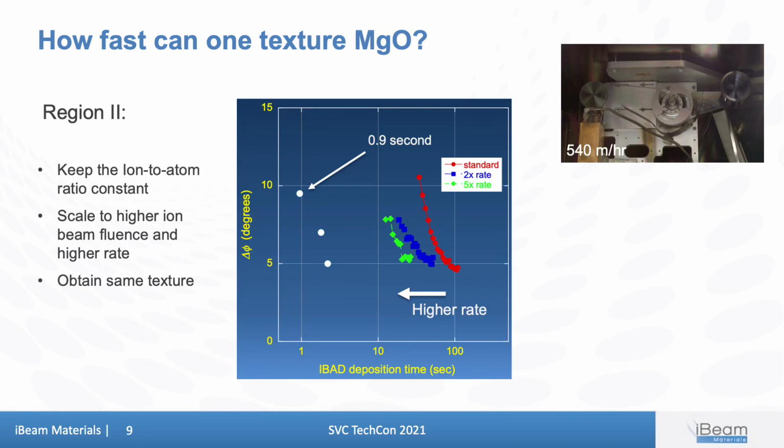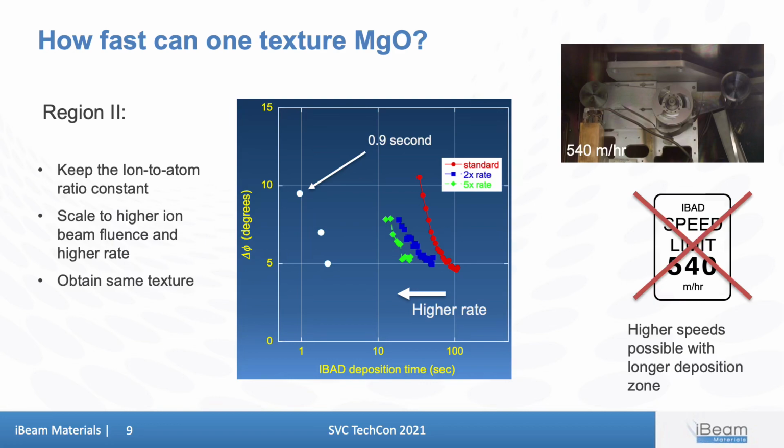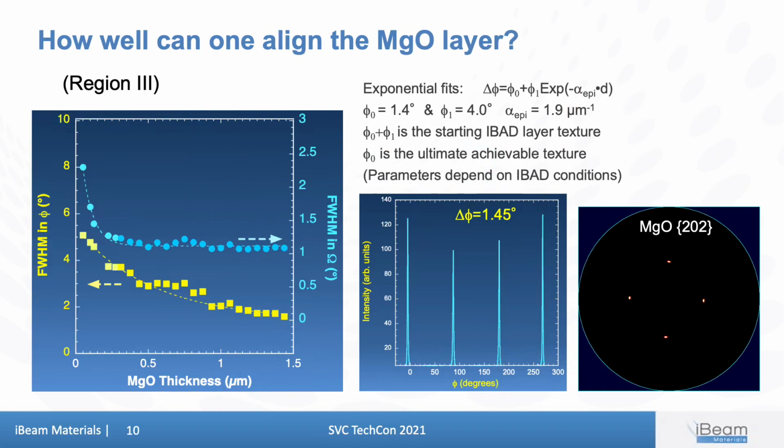However, I want to emphasize that this is not an absolute limit on the speed. It is determined by the length of the deposition zone in our system. So by going to a longer deposition zone, one can get a higher throughput speed. The second issue I want to focus on is how well can the MgO layer be aligned.